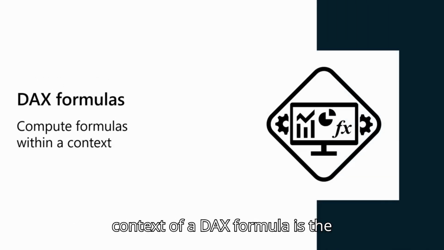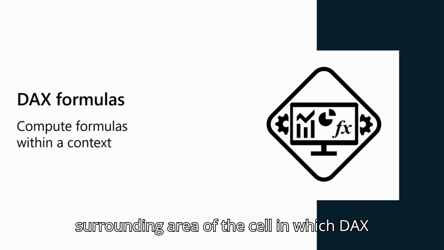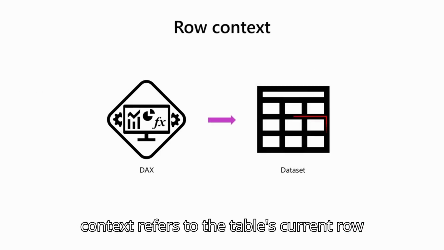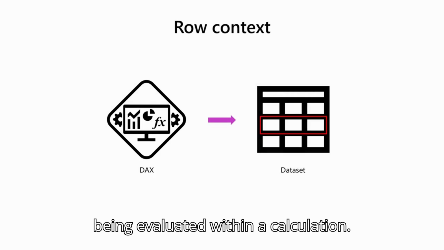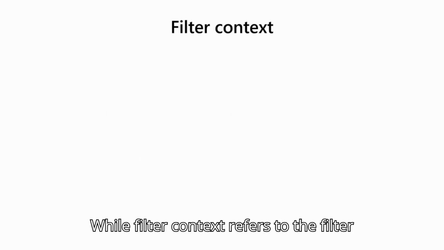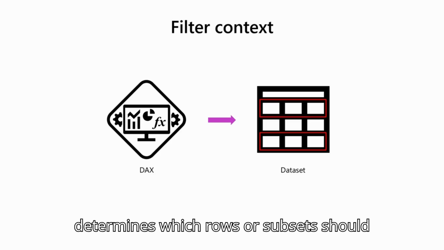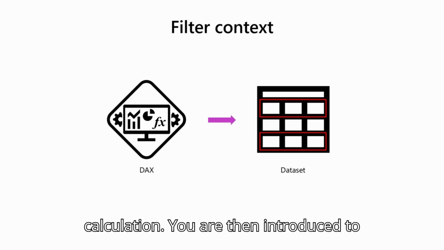The evaluation context of a DAX formula is the surrounding area of the cell in which DAX evaluates and computes the formula. Row context refers to the table's current row being evaluated within a calculation, while filter context refers to the filter constraints applied to the data. This determines which rows or subsets should be included or excluded from the calculation.